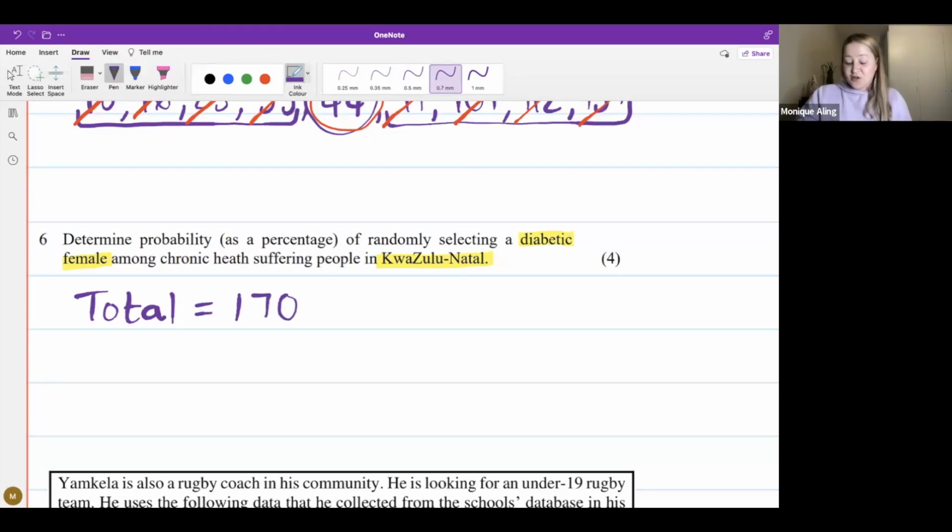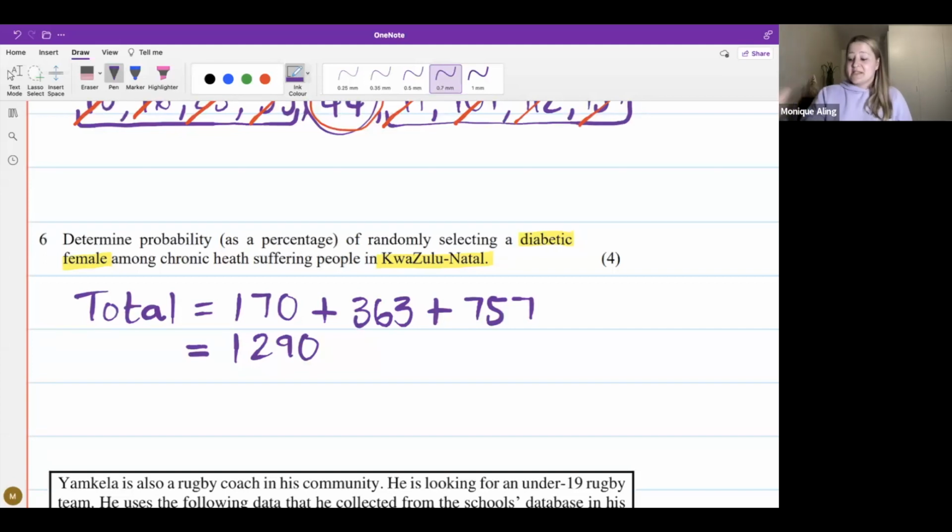So what Ben did there, he got the right answer. I'm first working out the total for KZN. My 170,000, my 363,000 plus 757,000. So that means there's a total of 1,290,000 people sick with chronic illnesses in KZN.